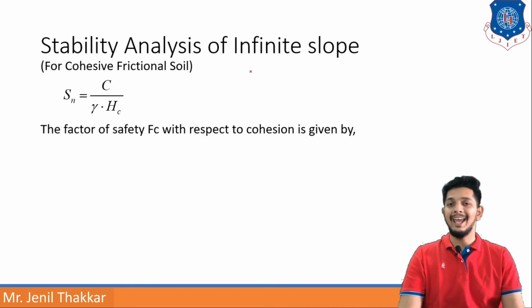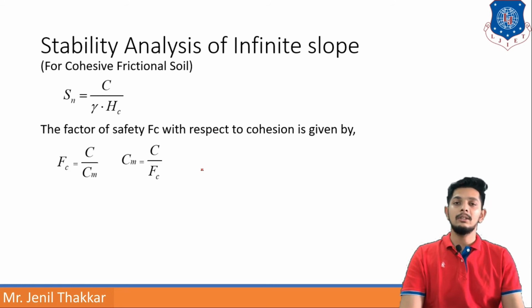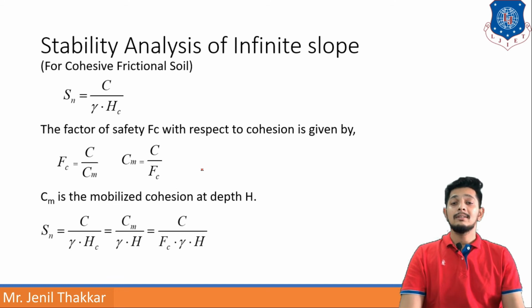Moving forward, the factor of safety Fc with respect to cohesion: Fc is equal to C by Cm, as we know from the previous video. Now we can also write Cm is equal to C by Fc. Cm is the mobilized cohesion at depth h. Now if it is at depth h, we can write Sn is equal to C upon gamma into Hc, that is what we have derived, is equal to, if it is the same height h, Cm upon gamma into h, and it is also written as C upon Fc into gamma into h. These are mathematically derived formulas, very simply.